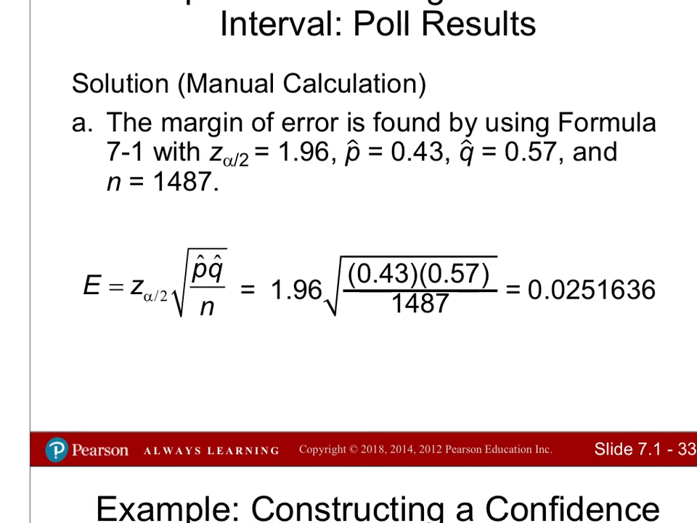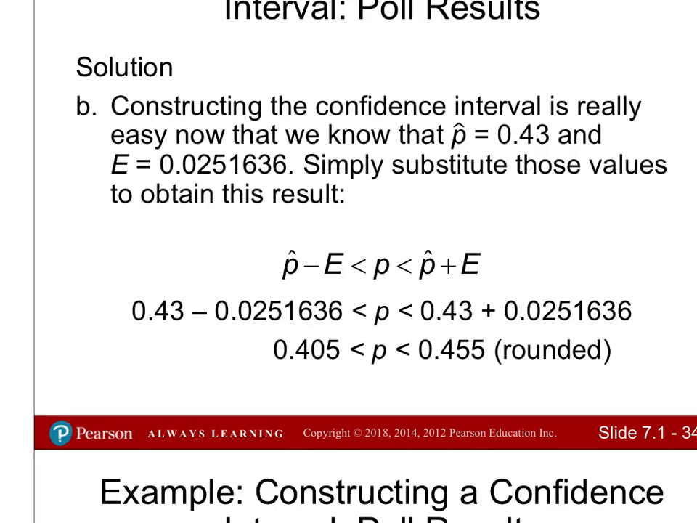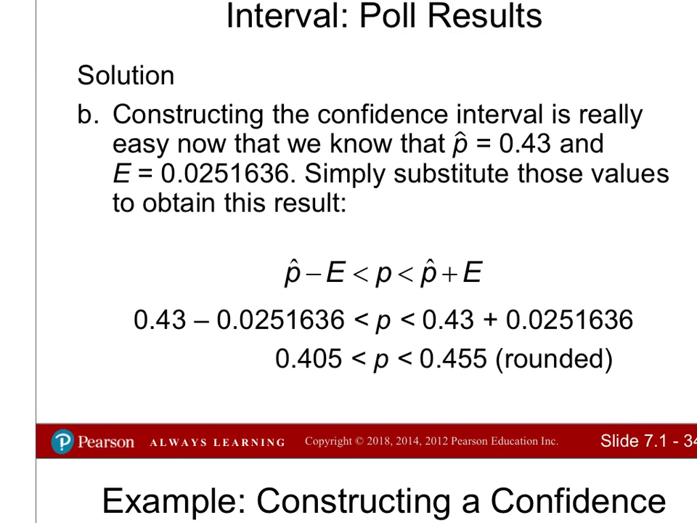All right? So the first thing to realize is, since it's a 95% confidence interval, Z sub alpha over 2 is 1.96. P hat is the percent we found from the sample, 43% of our sample. Q hat is 1 minus P hat, there it is. And our sample size was 1487. Plug those into your formula. And you get 0.025. After we add and subtract it, we're going to round it to 3 significant digits.